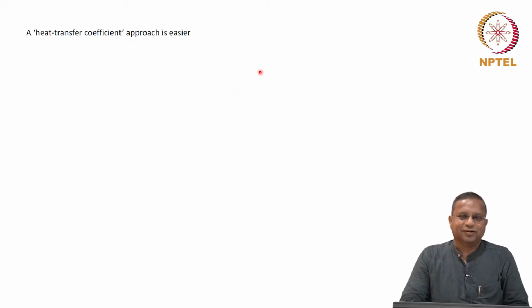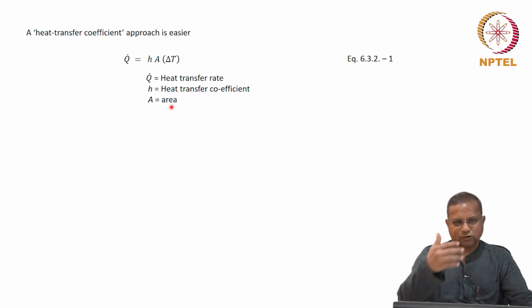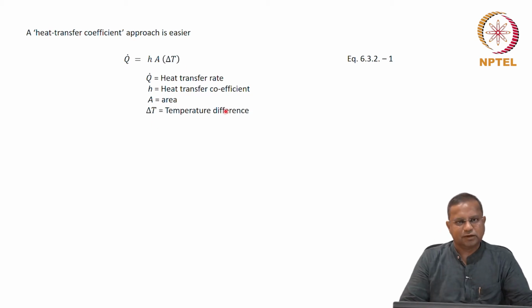Welcome back. Let us continue our heat exchanger design. As I mentioned towards the end of the previous lecture, a heat transfer coefficient approach is going to be used here because it is much easier mathematically speaking, and for that we are going to express the heat transfer rate as HA times delta T, where this is equation 6.3.2-1, where Q dot is the heat transfer rate, amount of heat transferred per time, H is the heat transfer coefficient, A is the area across which the heat is transferred, and delta T is the temperature difference.